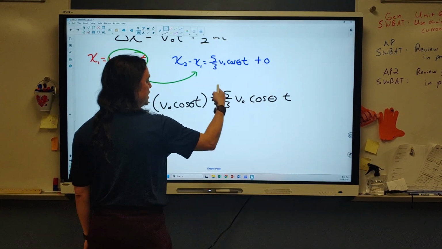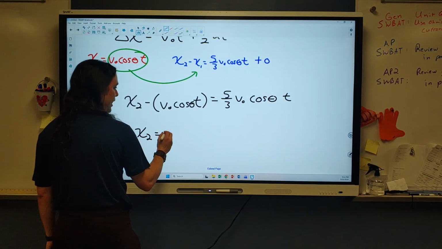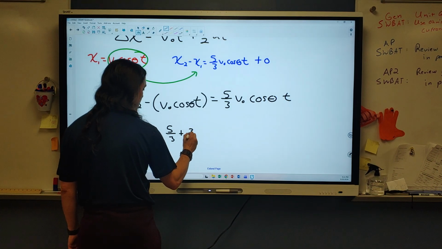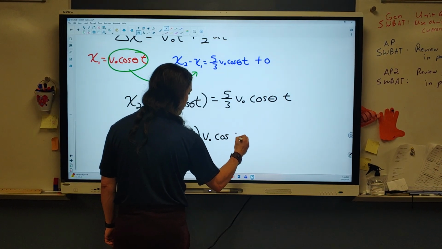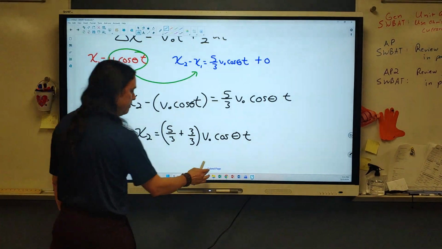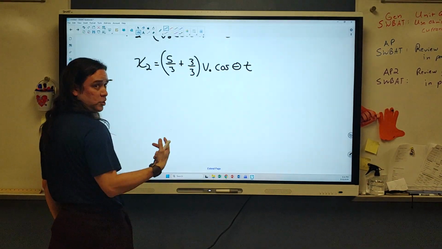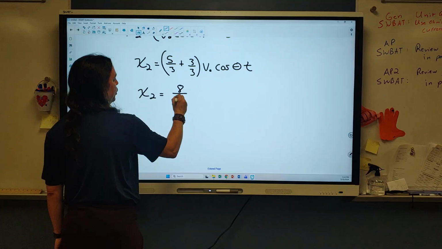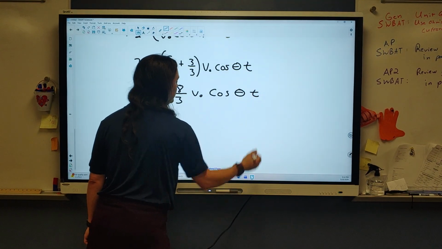They both have the same terms. This is just 5/3 plus 1. We end up with the following. x2 equals 5/3 plus 3/3 v0 cosine theta t. I'm doing this a little bit quickly to keep us moving, but anyone taking the APC exam, hopefully you're pretty proficient with math because you're going to need it. x2 equals 8/3 v0 cosine theta t.